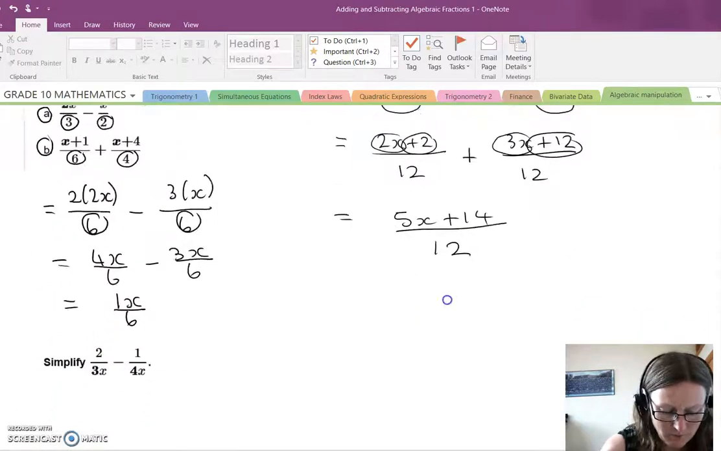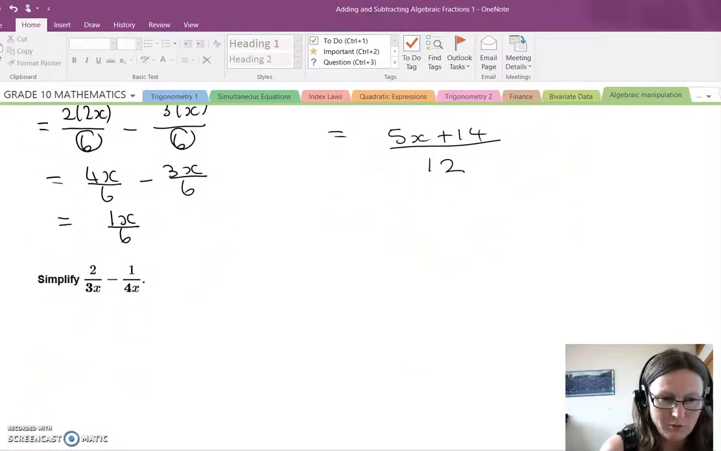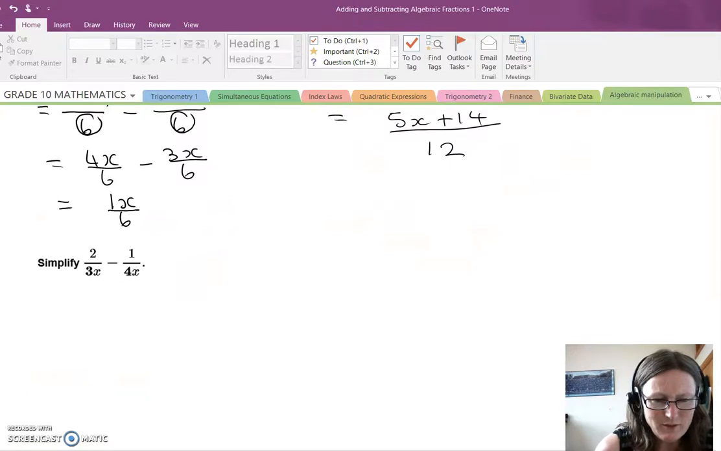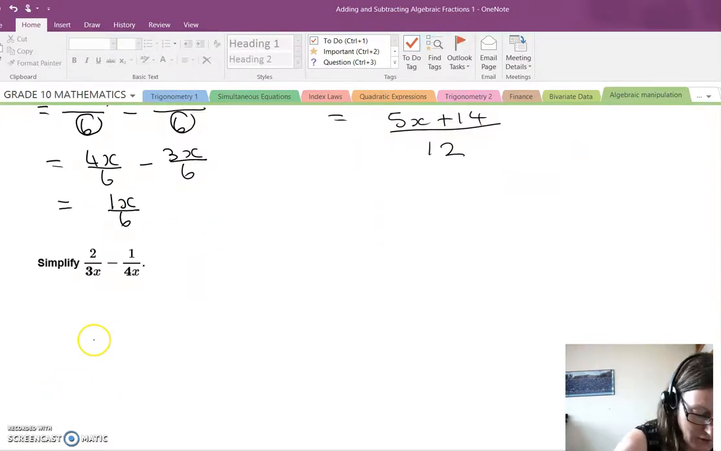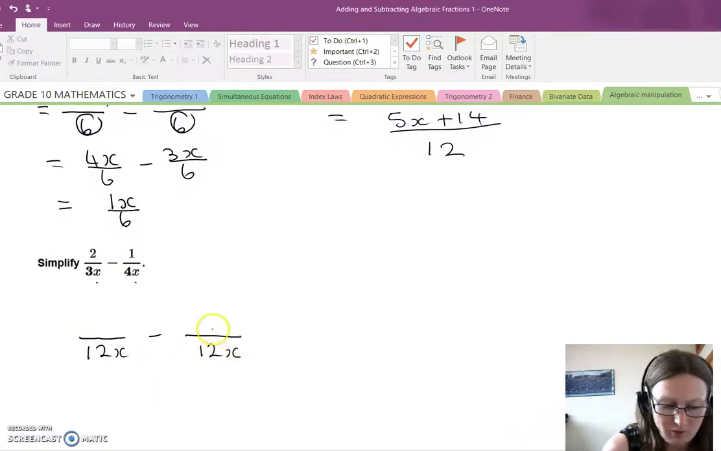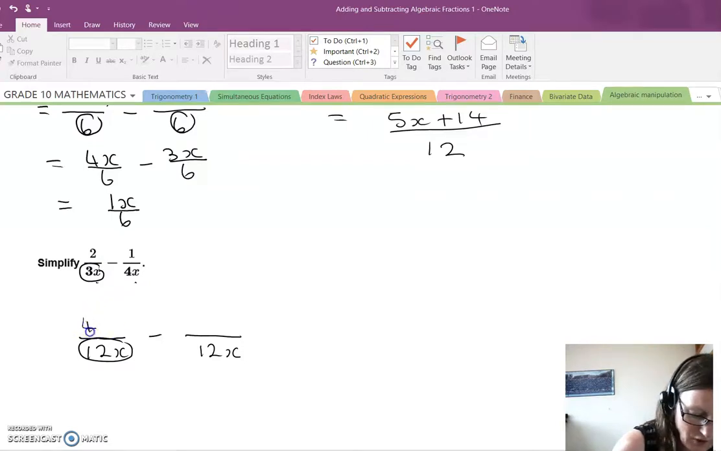Our third example, we have a pronumeral on the bottom. So ask yourself the same sort of thing. What number do both 3 and 4 go into? They both go into 12, and both of these bottoms have an x. So our common denominator is 12x. How did we get from 3x to 12x? We timesed by 4, so we need to times the top by 4 as well.